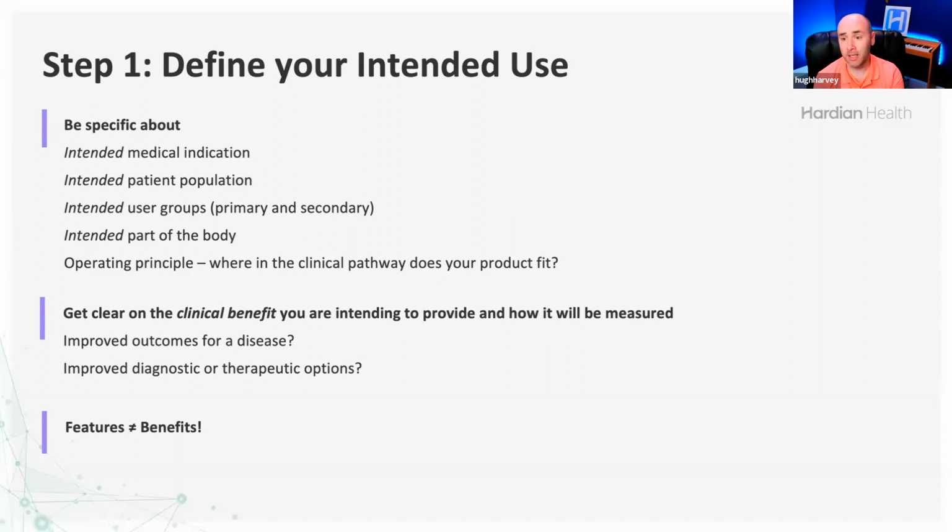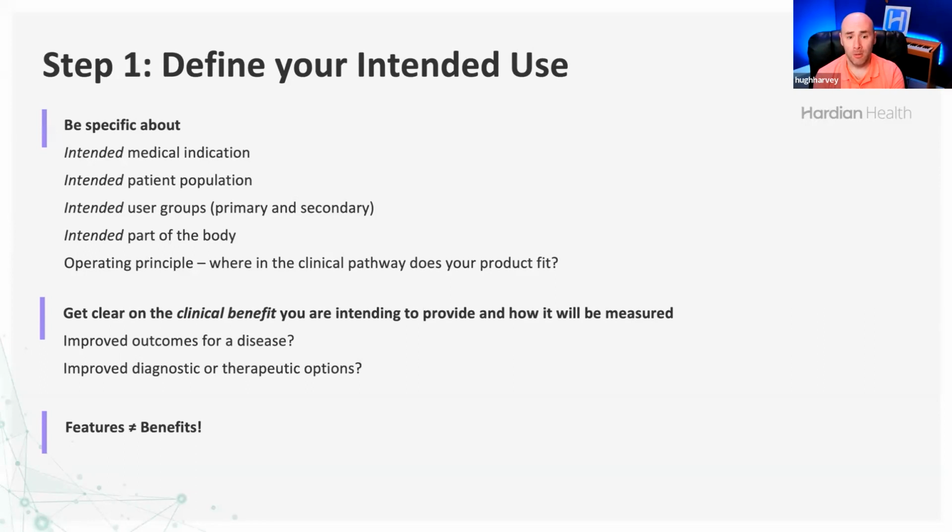So the intended medical indication for a software medical device may be asthma, or even more specifically, uncontrolled asthma, or asthma that is resistant to first-line therapy. The intended population must be clearly defined. And this is important because when you're going to design any sort of investigation, you have to make sure you include patients of the age range and demographics that you have included in your intended patient population.